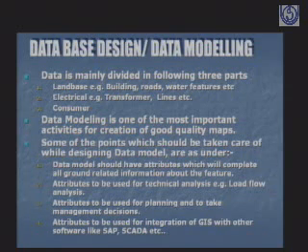Data in GIS is mainly divided into the following three parts. First is land-based, that is building, roads, water features, etc. Second is electrical data, that is transformer, lines, assets. Third is consumer.